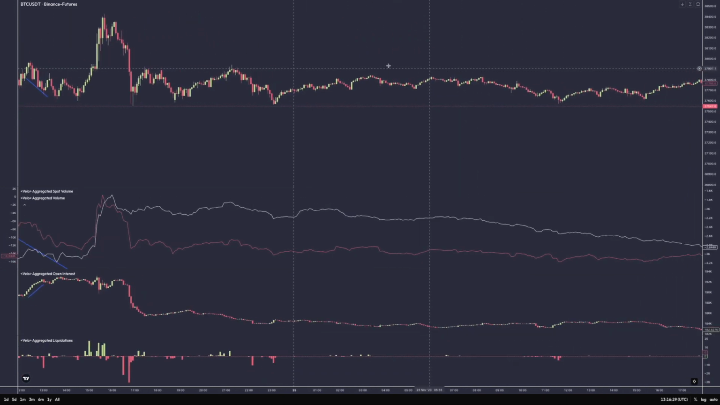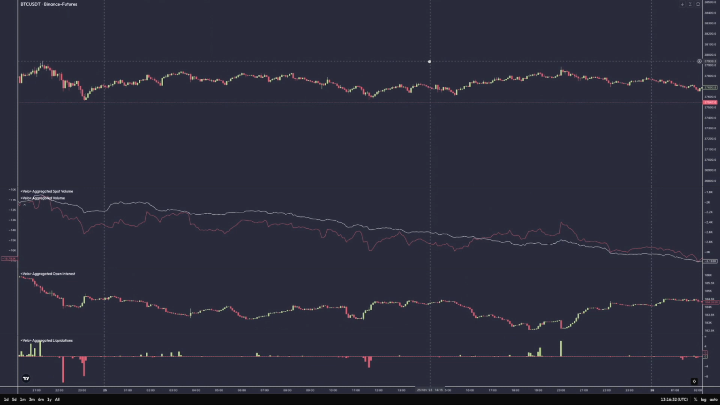Then we get to Saturday. Boring day. Weekend territory. You see spot tapering out what they bought on Friday. That's not good, but not too bad. They're silently tapering out of their longs after their buys.